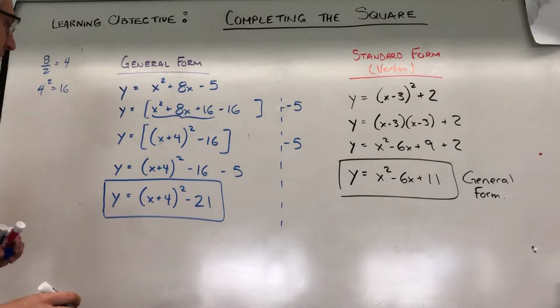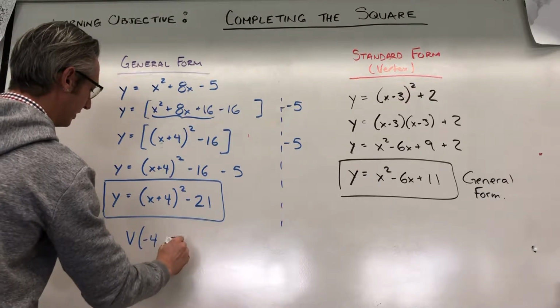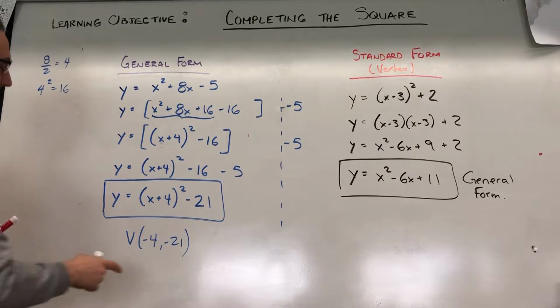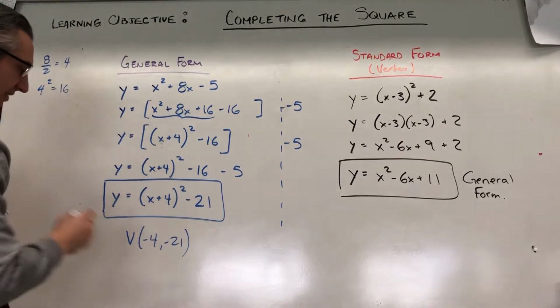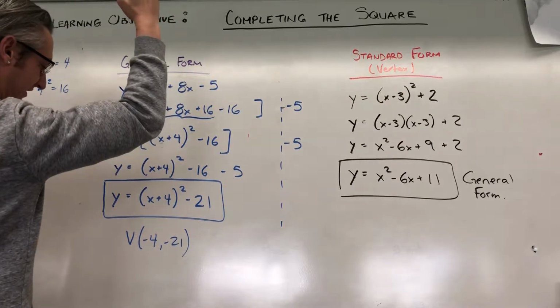That's my final form. So my vertex here will be negative 4, negative 21. And it's opening up again, so I'm going to have a minimum. So in this case, I will have 2 x-intercepts because my minimum is far below the x-axis at negative 21.